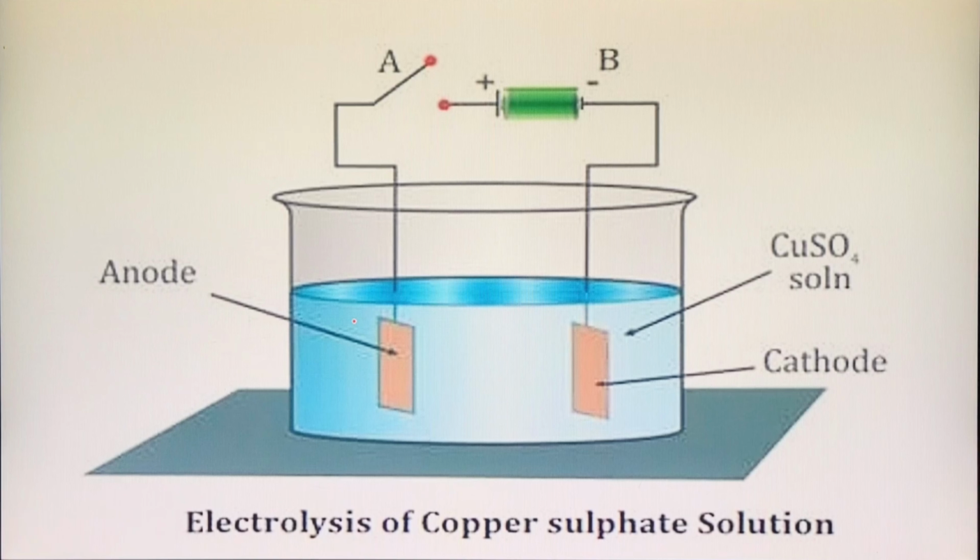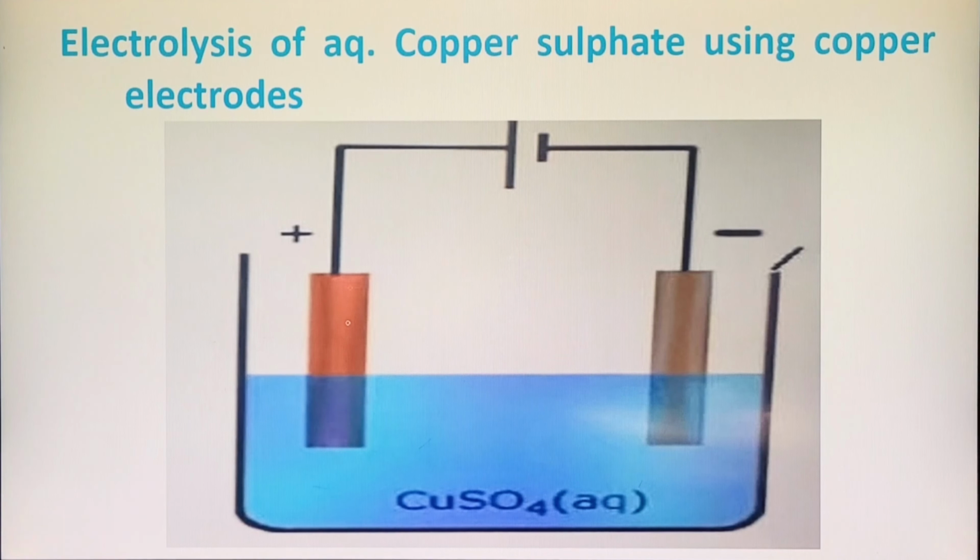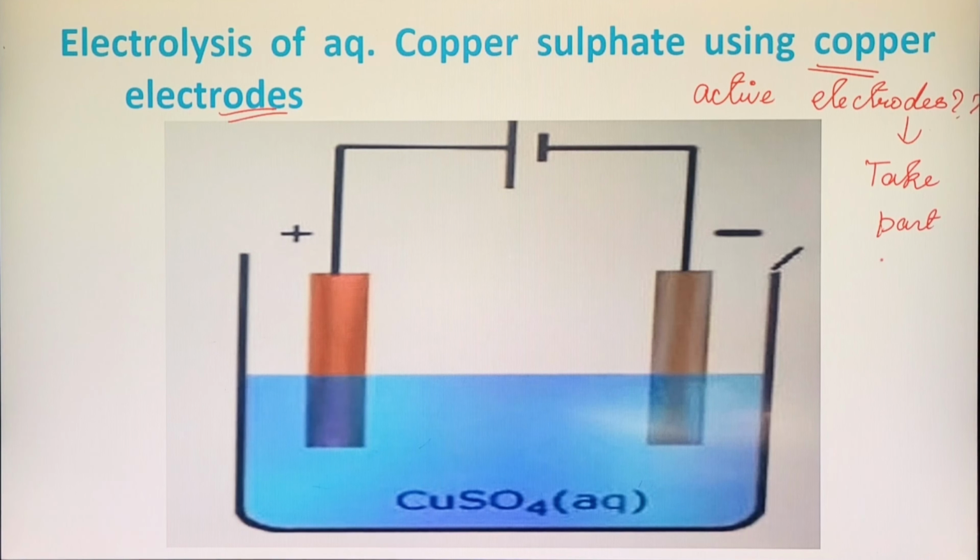When you look at the diagram, children, you will see it is electrolysis of copper sulfate using what kind of electrodes? There is a speciality in these electrodes. If you do not know, you can go back to my previous videos and have a look. I had told you there is a very special thing about copper electrodes. What kind of electrodes are these? These are active electrodes. And what do I mean by active electrodes? That means they themselves will start taking part in the reaction. Clear? So they will not be acting as mere spectators in the reaction.